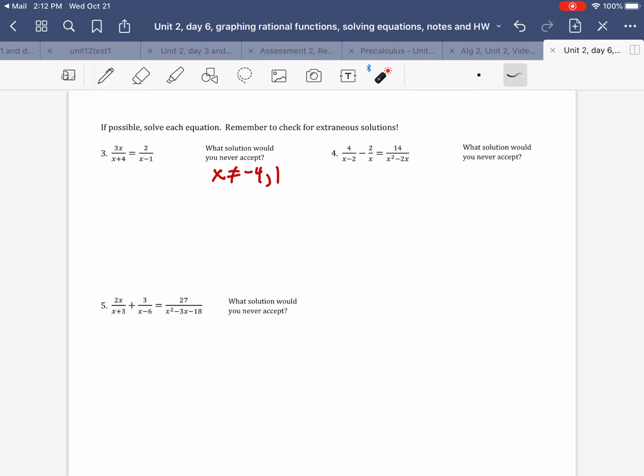All right, so this problem is just like a good old cross multiplying problem, right? These two and then these two. So I'm going to multiply 3x by x minus 1 and set it equal to 2 times x plus 4. I'm just going to multiply that stuff out, and it looks like I'm going to need some kind of solving quadratics by the time I'm done.